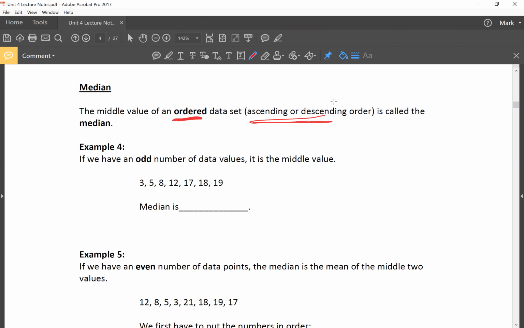Now, if you have an odd number of data values, and what that means is you're going to have an even number on each side, it's actually pretty easy. It's the middle value. So the median here, like what you could do is you could almost cancel off numbers on the end. So 3, 19, 5, 18, 8, 17. The middle value is 12. There's 3 numbers on each side. That's really easy.